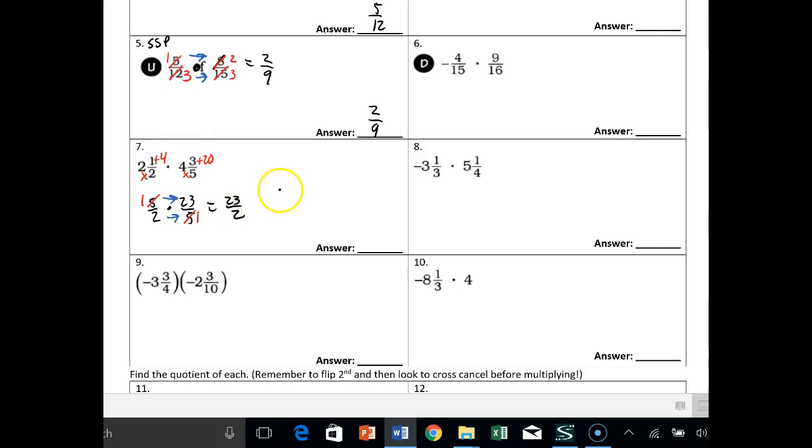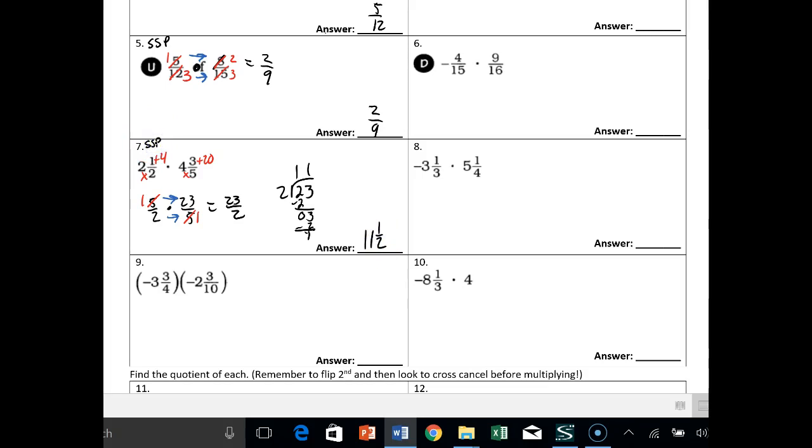Now, I want us to express this as a mixed number because I think we can do it. So 2 goes into 2 one time, nothing left over. 2 goes into 3 one time with 1 left over, right? So we can say that this is 11 and 1/2. That's our answer. It's positive, again, because it was the same signs positive.